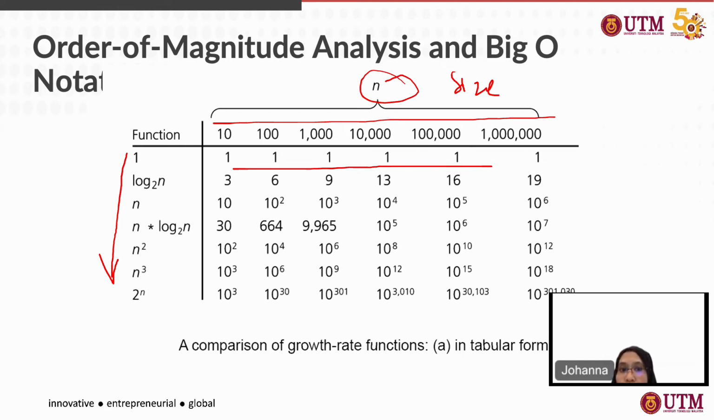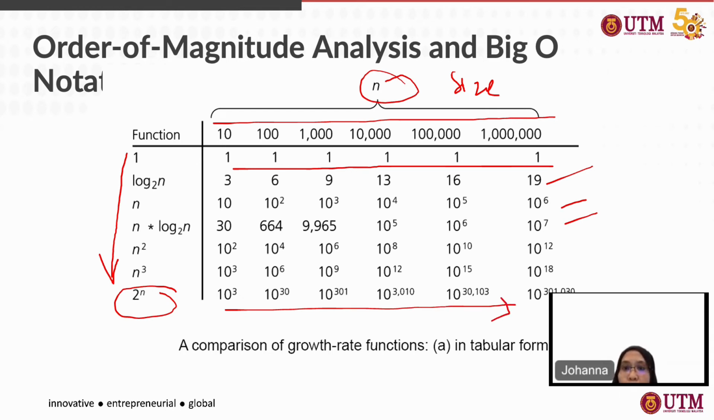And when you see log n base 2, you can see that it will increase. Same goes to n, and same goes to n times log n base 2. This is n log n base 2. But you can see that for the 2 to the power of n complexity, the value increases much more.